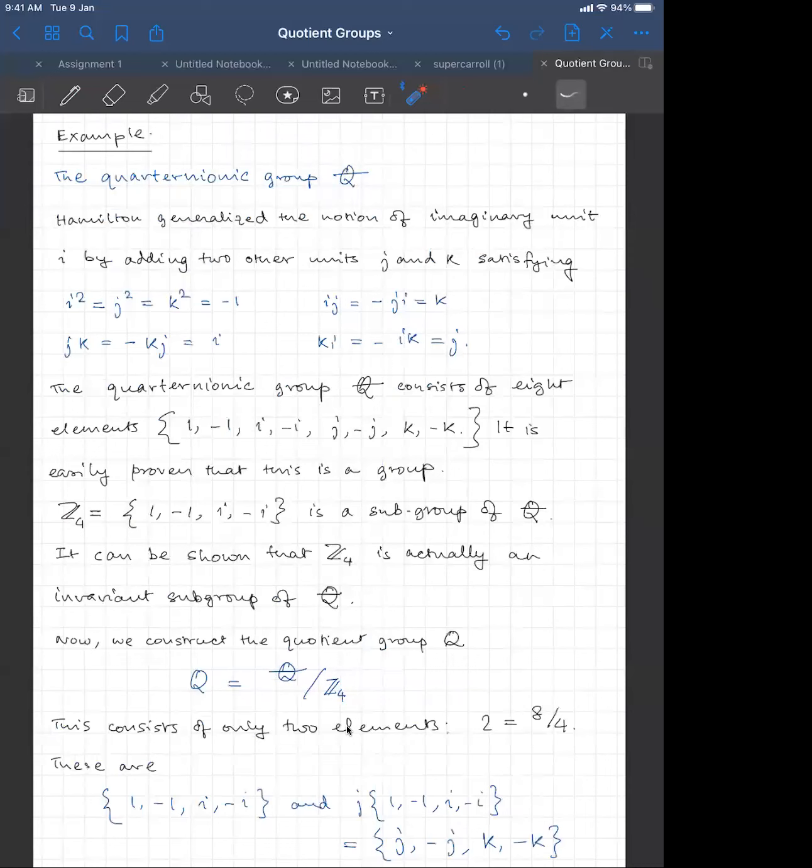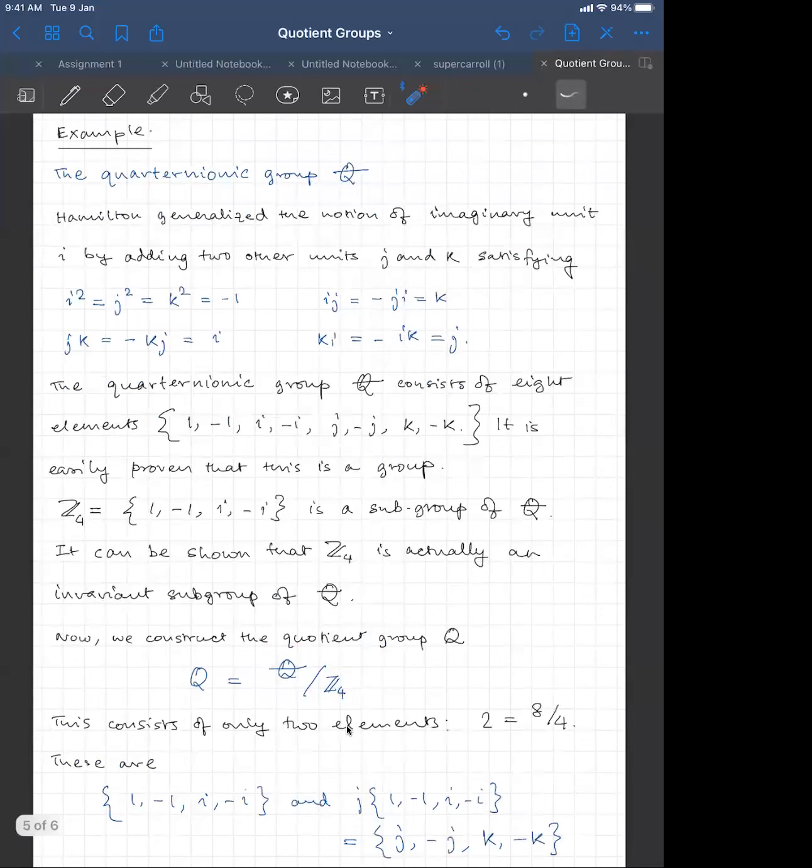Now, since this is an invariant subgroup, we can construct the quotient group of this Q. So that is going to be Q by Z4. Now, remember that Q has eight elements. Z4 has four elements. So the quotient group can only have 8 over 4, that is 2 elements. So what are they going to be? The first one has to be Z4. So this is the first element. And the second one is j times Z4. So that gives you j, minus j, k, and minus k.